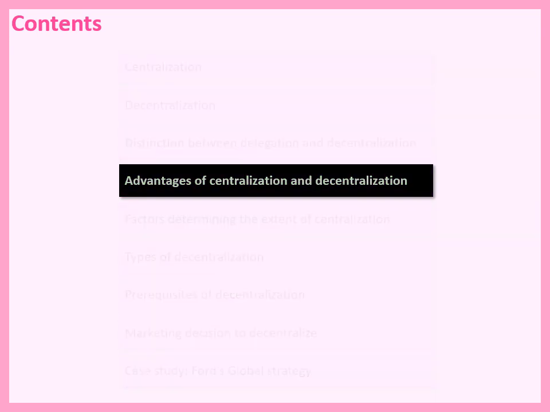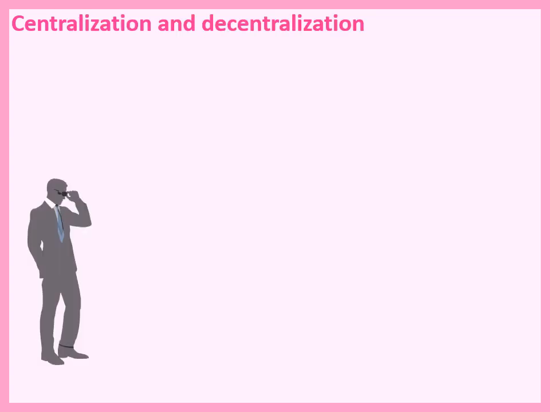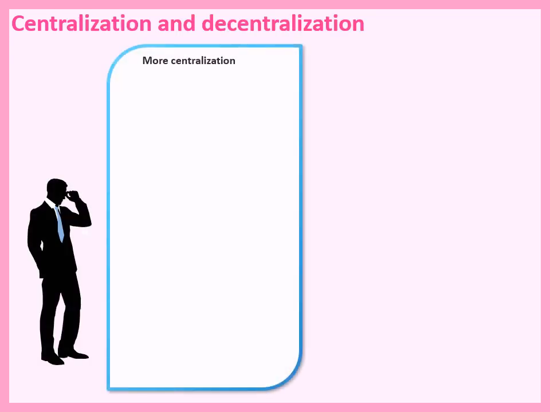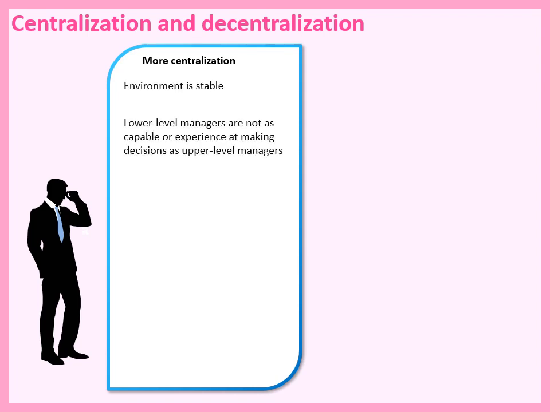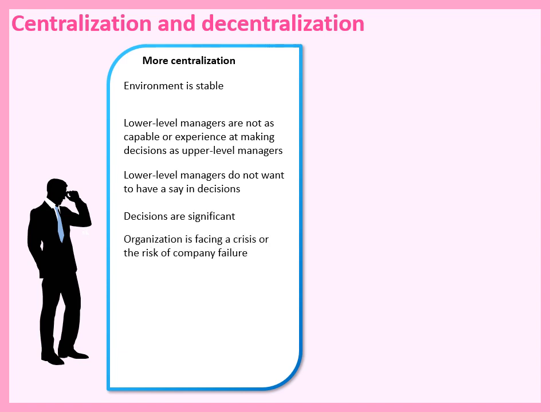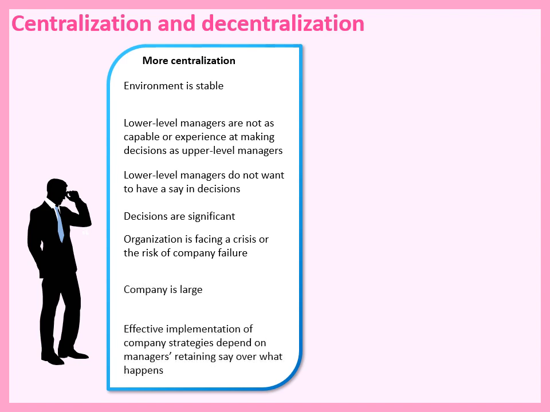Now, let's take a look at the advantages of centralization and decentralization. More centralization involves an environment which is stable. The lower level managers are not as capable or experienced at making decisions as the upper level managers. The lower level managers do not want to have a say in the decisions. Decisions are significant. The organization is facing a crisis or the risk of company failure. Company is large. Effective implementation of company strategies depends on the managers retaining say over what happens.